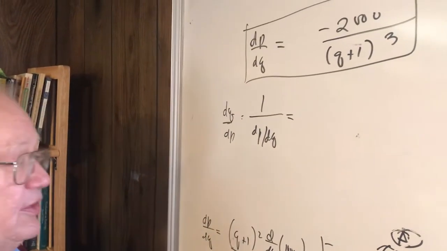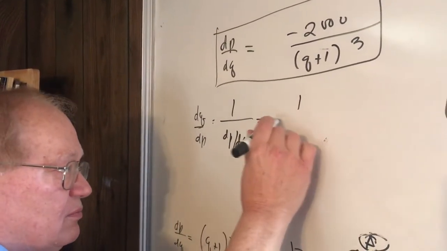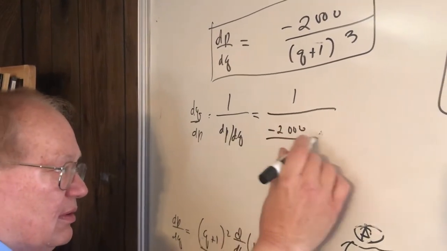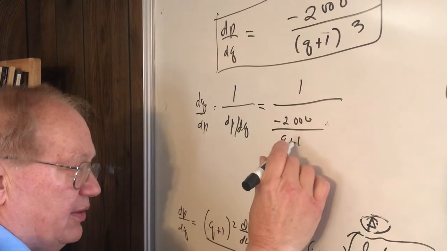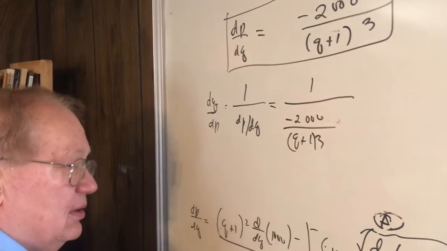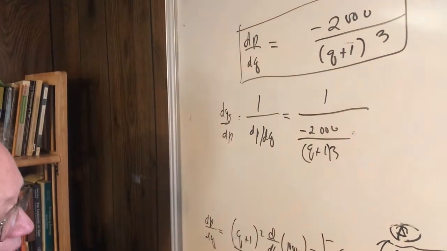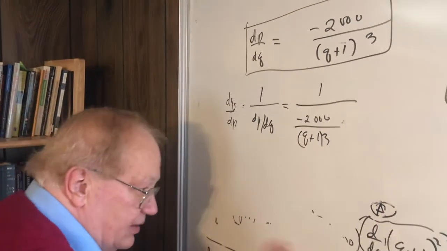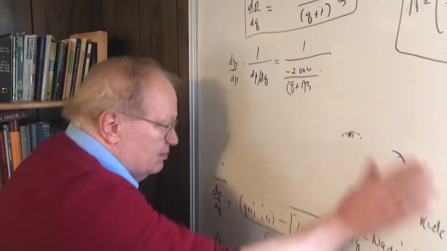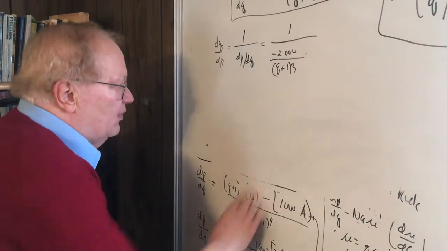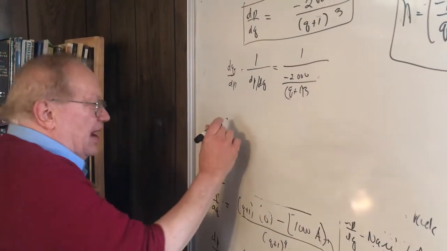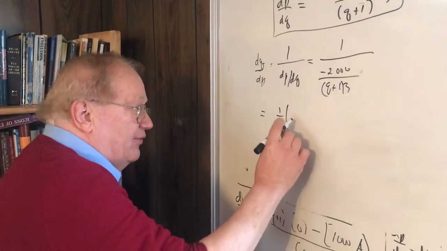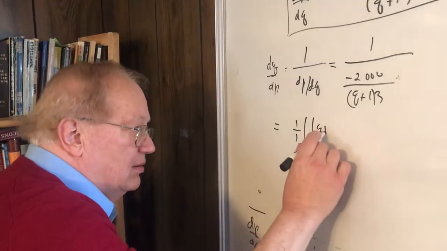Okay, so all I have to do is do 1 over minus 2,000 q plus 1 to the third. Now, I know a lot of people have problems with this, but when I do this, I keep the numerator the same, and I flip the denominator.